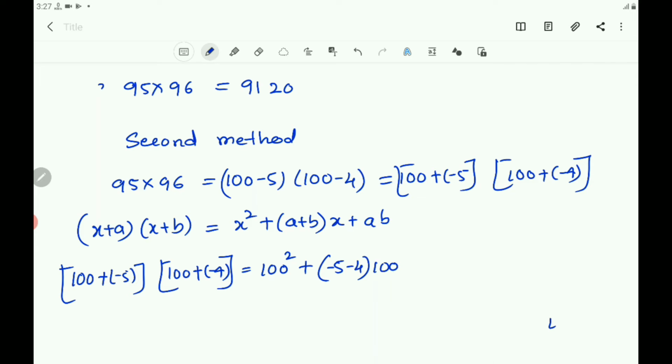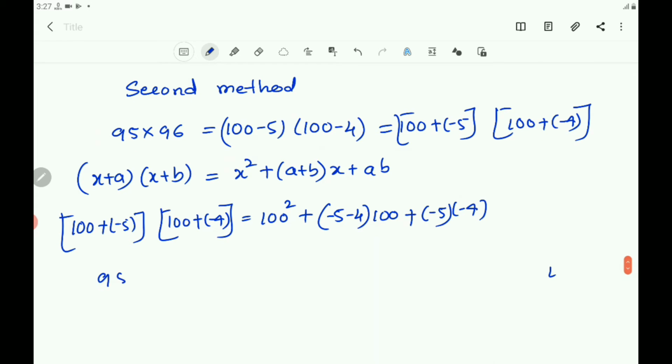plus a is minus 5 and minus 4, into 100, plus minus 5 into minus 4. So that is 95 into 96 equals 100 square is 10,000, that is 100 into 100, it will have 4 zeros in front of 1, and the sum of minus 5 and minus 4 is minus 9, so minus 9 into 100 is 900. And the product of minus 5 and minus 4, 5 4s are 20, then it is positive 20 as both of them are having negative sign, same sign.